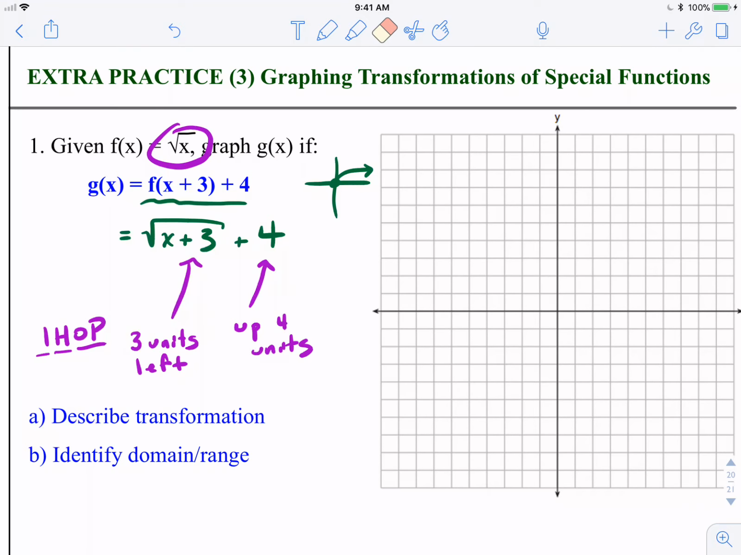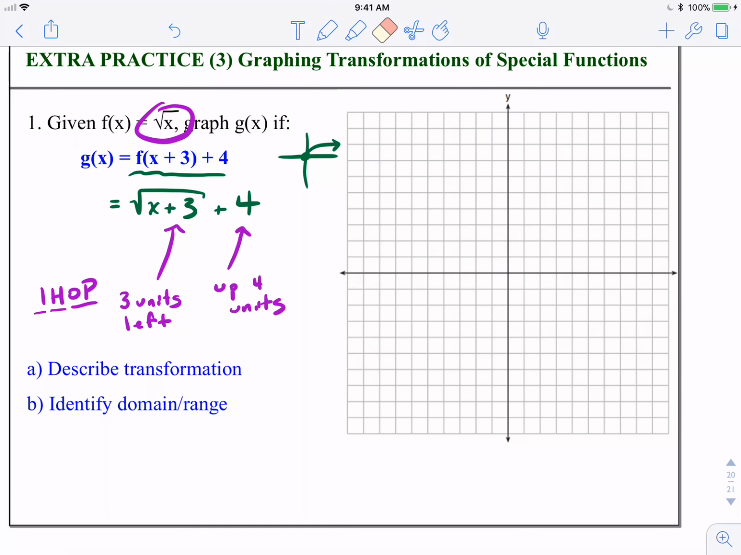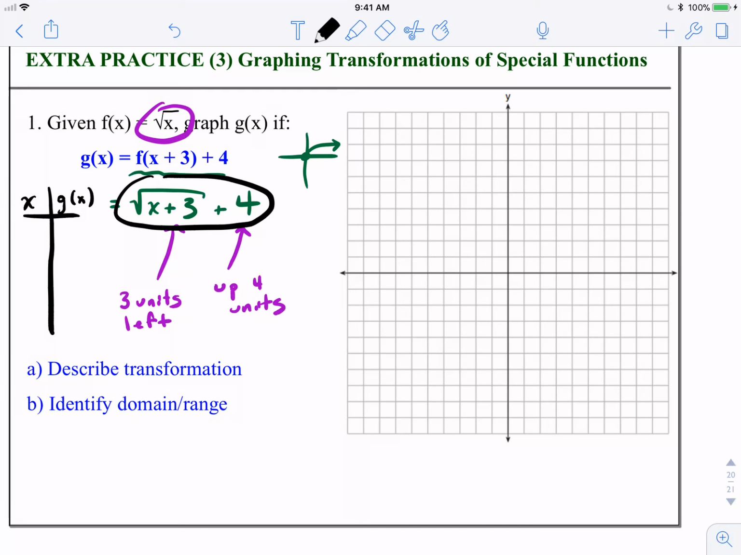All right, now actually graphing this. I'm running out of space here. I'm just going to erase this. I'm going to make a little table of values. So this is where actually writing the rule, the first thing we did, is going to be useful because we're going to type this into our graphing calculator. Square roots can usually be done with, I would say, 3 or 4 points.